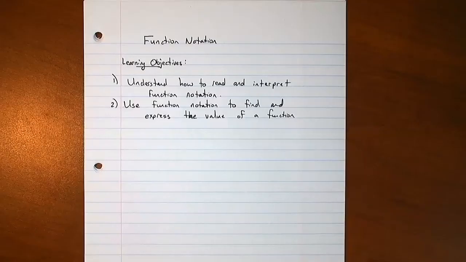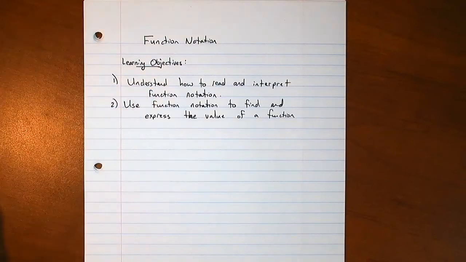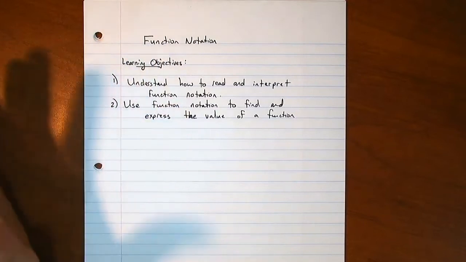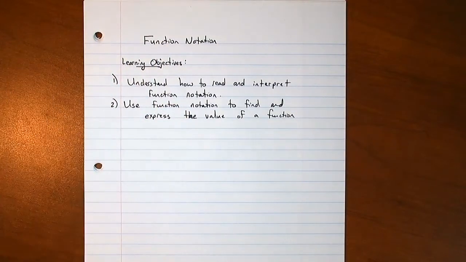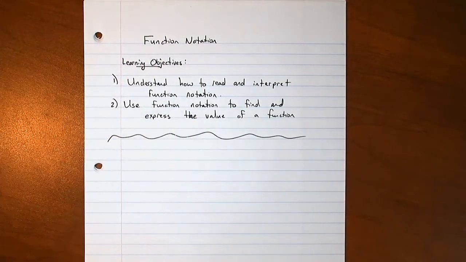Learning objectives for this video are to be able to read and interpret function notation, and then to use function notation to find and express the value of a function. All right, so let's start with, what does function notation mean? So remember, we talked about that a function is a special kind of relation. Okay, this is a definition that you should know. In fact, this might be an excellent time to just review that definition.